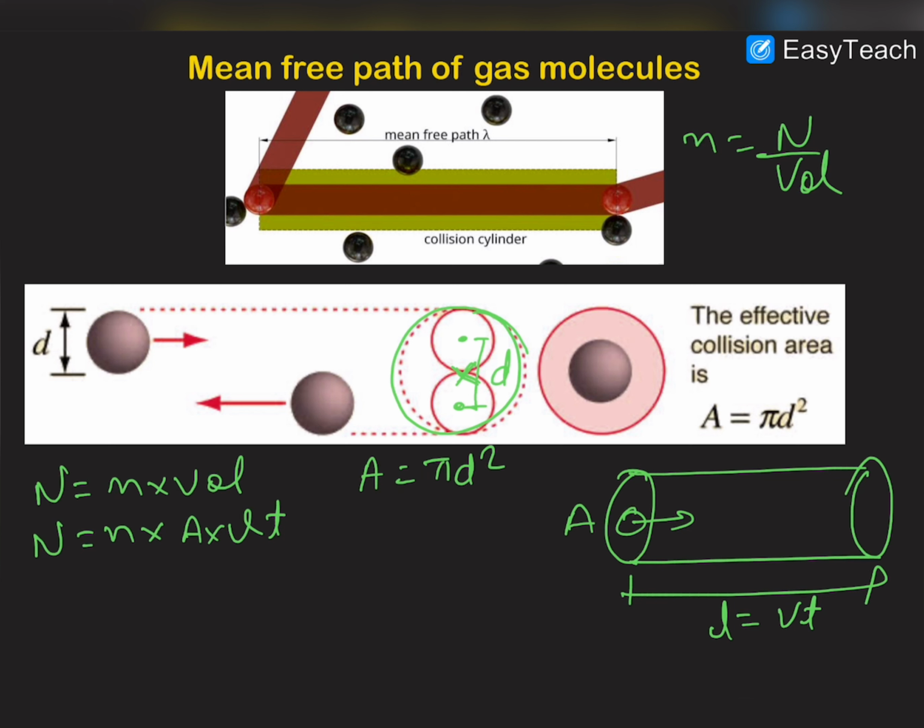Now if we talk about the mean free path, it is the average of the free path traveled by the particles, and free path is the distance traveled by the particle or molecule between two successive collisions. So if we wish to find out the mean free path, lambda is the symbol for mean free path, then what we can do, I'll use our next page.